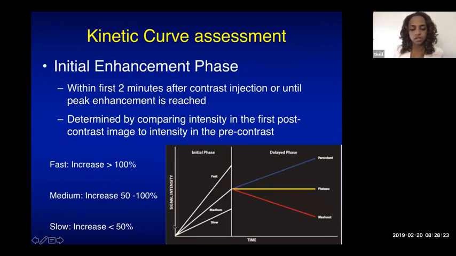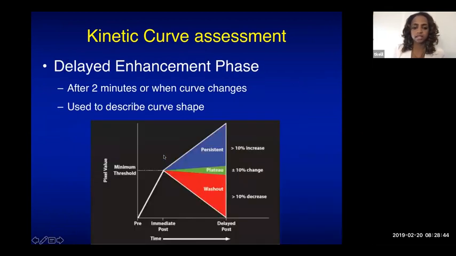If the increase between the pre-contrast and the first post-contrast image is greater than 100%, we describe that as fast initial phase. If the difference is between 50 and 100%, we describe that as medium increase initial phase. Or if the increase is less than 50%, that's described as slow. And then you want to look at the delayed phase enhancement.